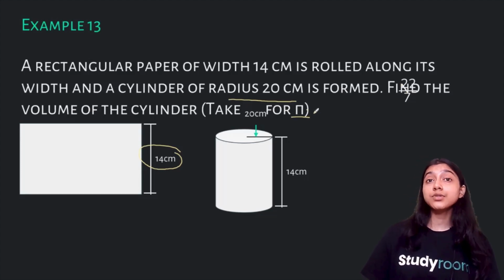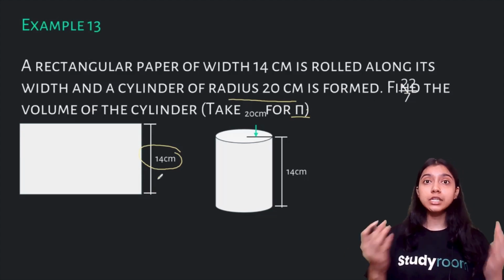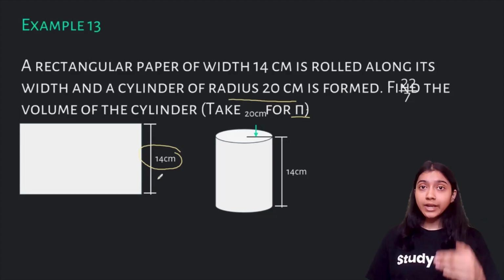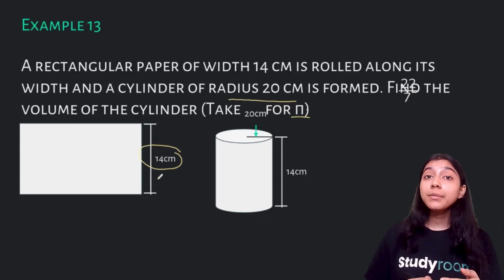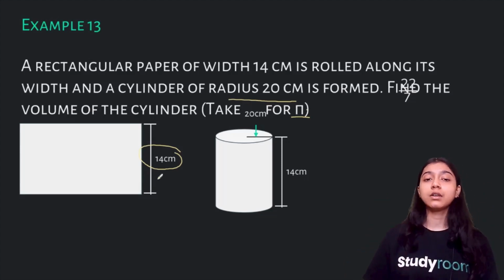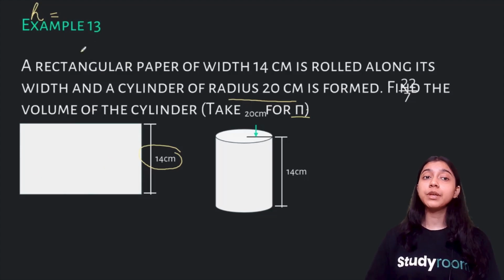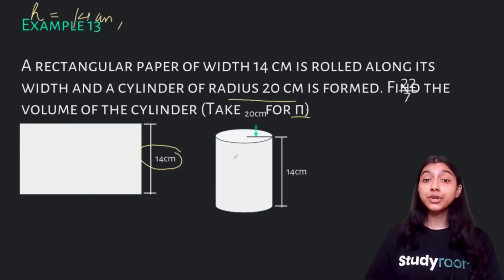So the first thing to remember over here is that when this rectangular sheet of paper is folded to form a cylinder along its width, then the width of this rectangle will become the height of the cylinder. So we can say that the height of the cylinder will be equal to the width of this rectangular sheet of paper, which is equal to 14 centimeters. And the radius of the cylinder has been given as 20 centimeters. We have to calculate the volume of the cylinder.